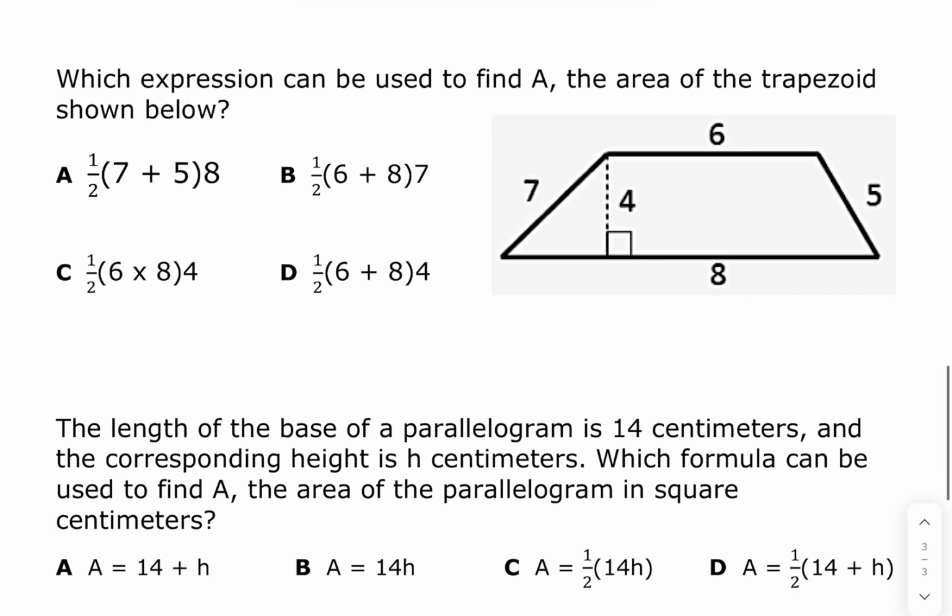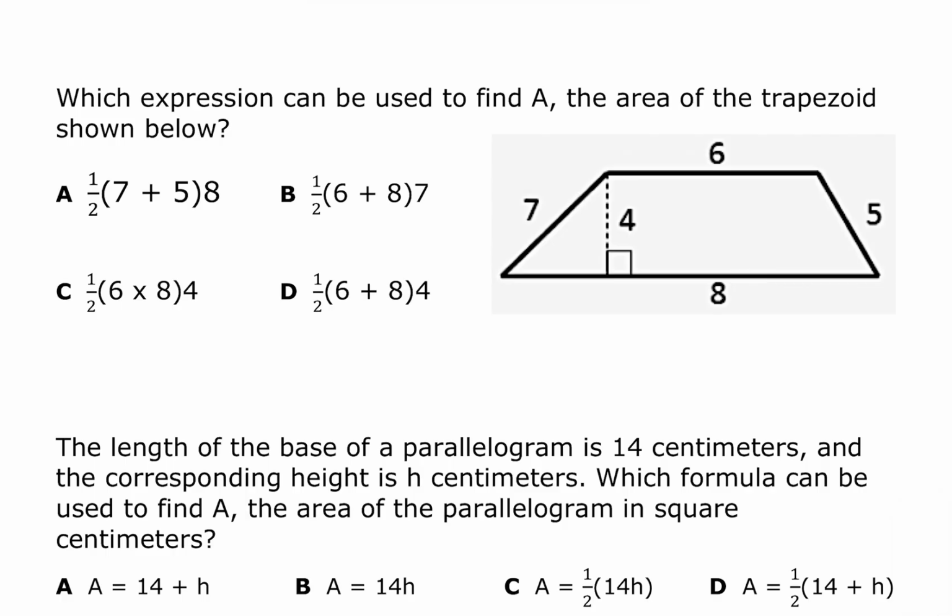All right, let's go through and look how they would actually test this. So which expression can be used to find A, the area? It's always going to say area of the trapezoid. So I want you to look back at the front. If you need to, you can pause and write down the formula for a trapezoid. Because if we don't have the right formula, we can't do anything. That's our first step, write the formula. So A equals 1/2 parentheses B plus B H.